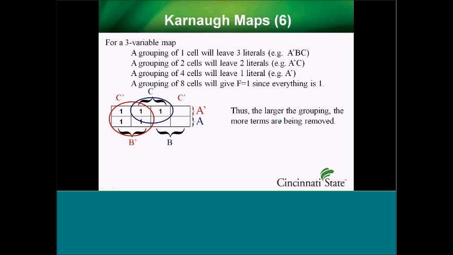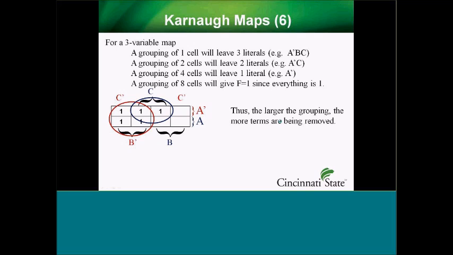If I have just one cell, I just circle one cell by itself. For a 3-variable map, that's going to leave all 3 of those literals or variables. So something like A prime BC would be cell number 3, 0, 1, 1. If you group 2 of them together, what you're doing is Boolean reduction. You're doing A, B, C prime, A, B, C. So this is A, B, C or C prime. It goes away and you're just left with A, B. So you get rid of 1, and you're left with 2 literals.